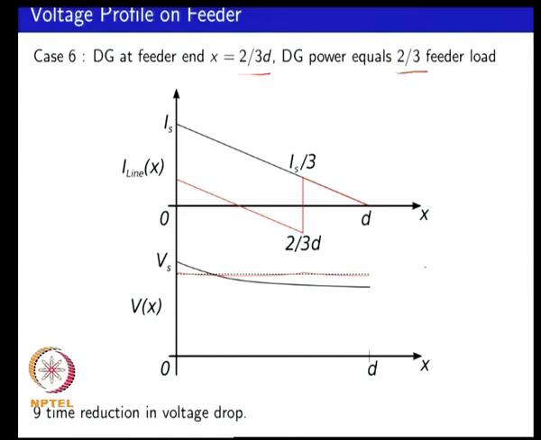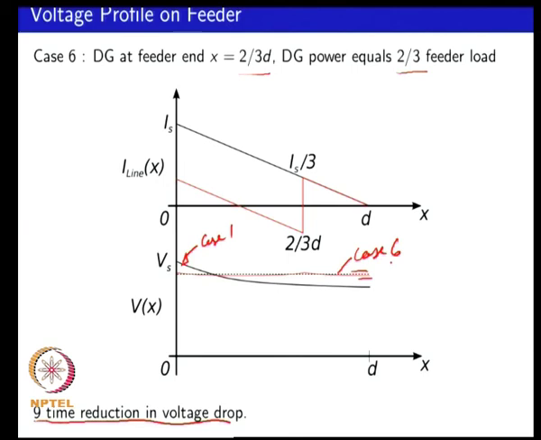What you would see is, compared to your case where you had no DG, this was your case 1 and this corresponds to case 6. Compared to case 1, you have a factor of 9 reduction in your voltage variation along the feeder. So you can see that it's become almost flat compared to the nominal condition by adding a single DG of appropriate size along the feeder.